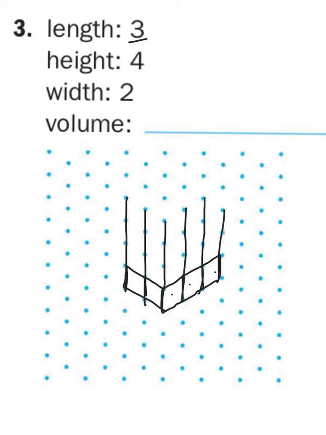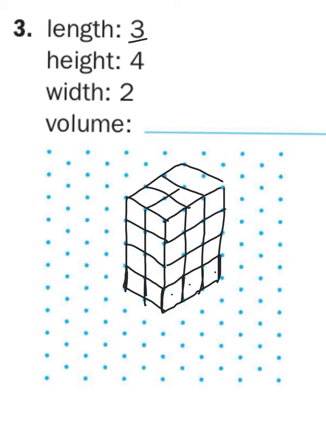1, 2, 3, 4. And I can start connecting all of those sides, all of those dots, and try to get that top part. That's sometimes the trickiest if you're not a good drawer. And there I've got my beautiful prism.